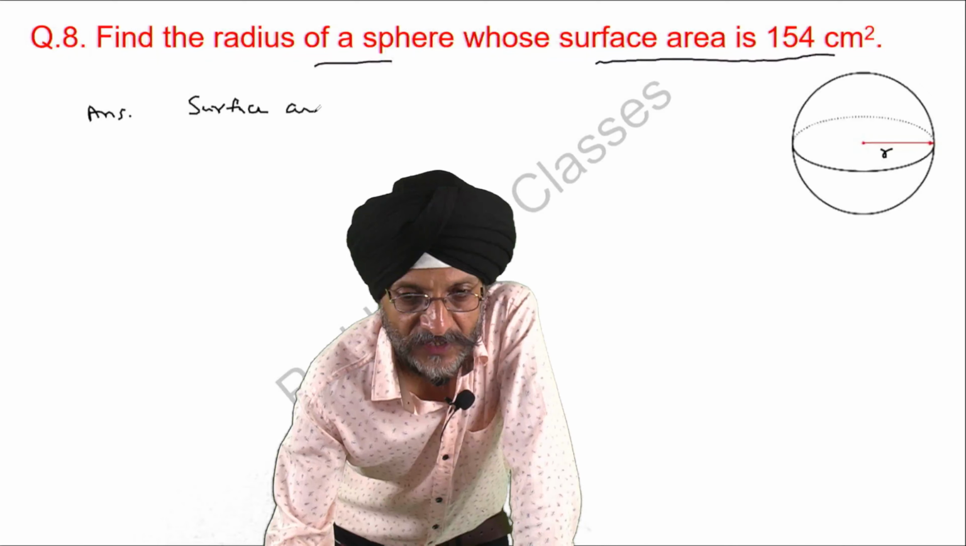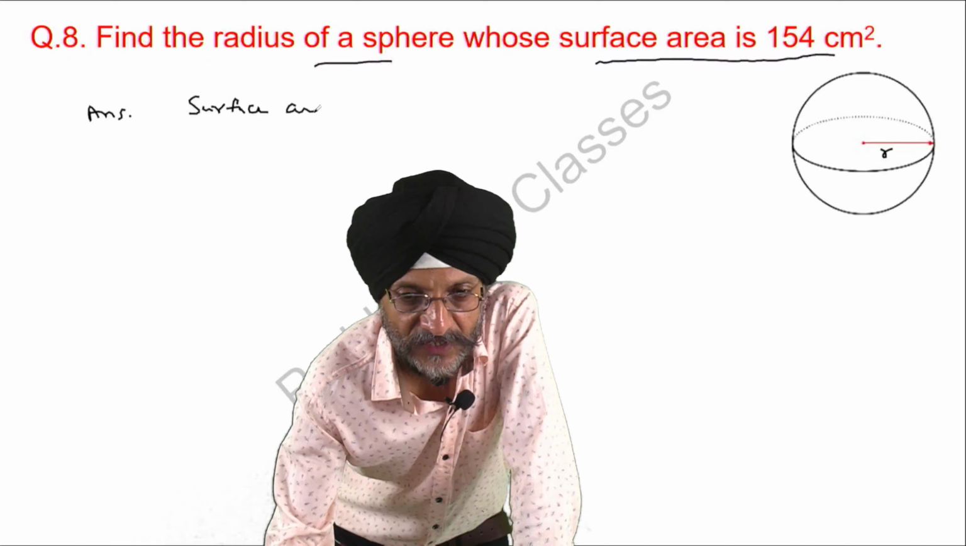Now the question before us is, find the radius of a sphere whose surface area is 154 square centimeter. Now this is the radius which we have to calculate.